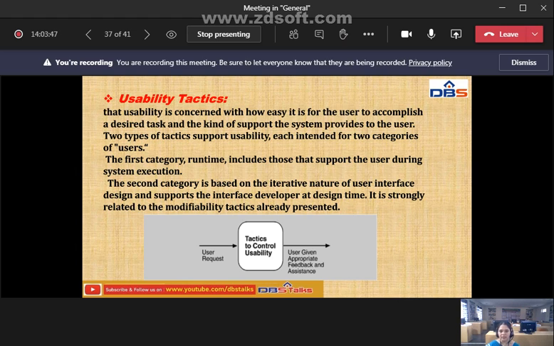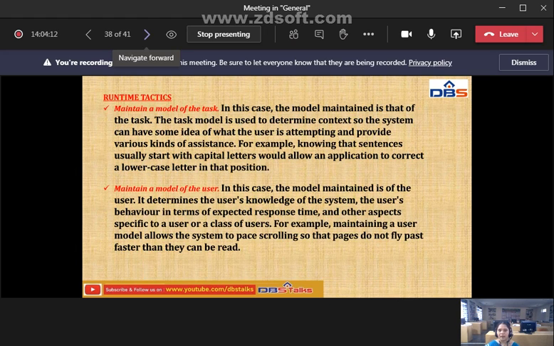So, this is the diagram we can see here: user request, and tactics to control the usability, with the user given appropriate feedback and assistance. When he feels it is good, the user will automatically give good feedback according to that usability. Next, runtime tactics. Here we have two types: maintain a model of the task and maintain a model of the user. That is called runtime tactics.